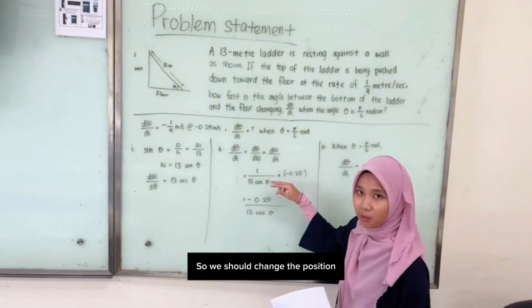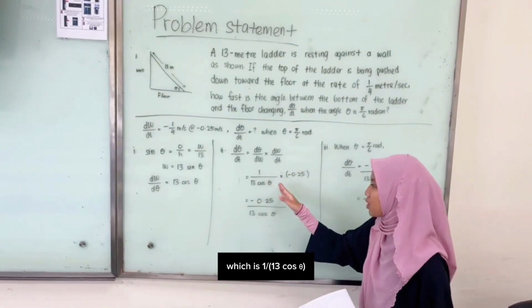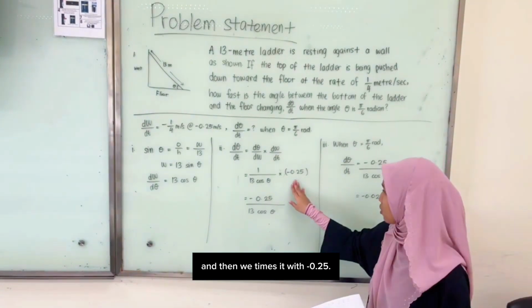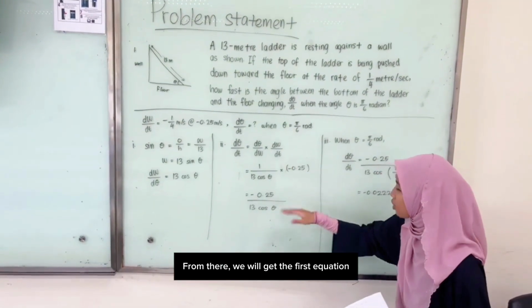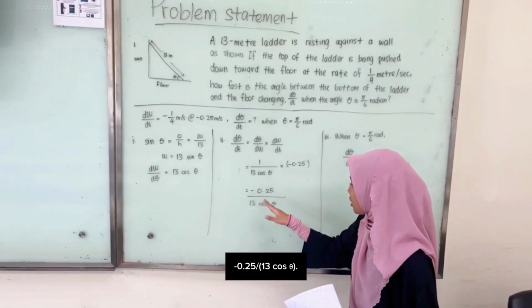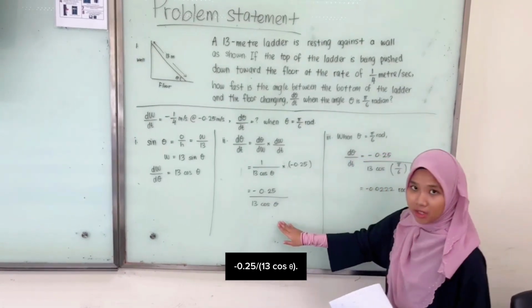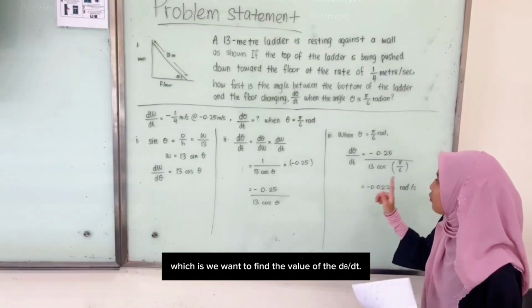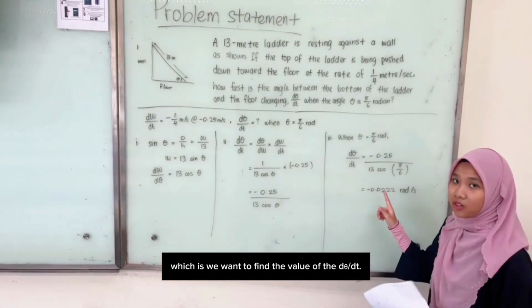So we should change the position, which is 1 over 13 cos theta. And then we times it with negative 0.25. And then we will get the first equation, negative 0.25 over 13 cos theta. Moving on to the last step, which is we want to find the value of d theta over dt.